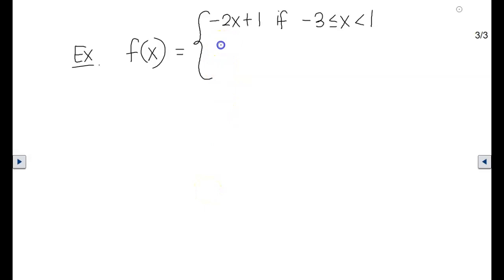Here's part 2. f of x will equal 2x. So new function rule, if x is equal to 1. So when the domain is x is equal to 1, this is the rule.